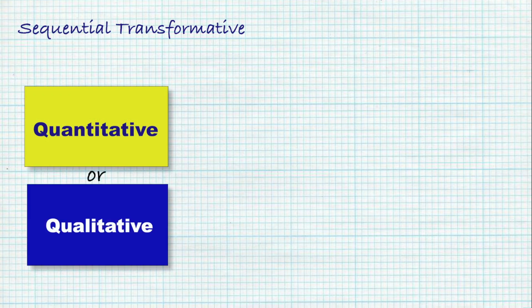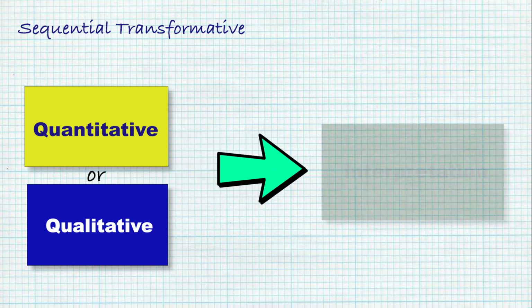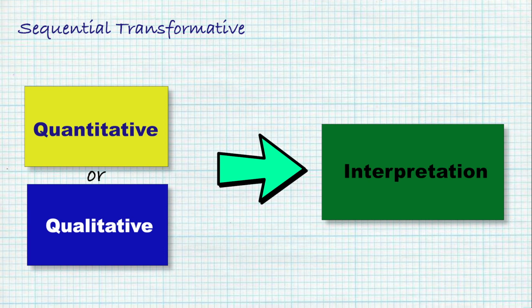His third strategy is called sequential transformative. And in this strategy, we either collect quantitative or qualitative data first, and then we go through a period of deep interpretation of that data using specific interpretation methods that are linked to the theories that we're using in our research.